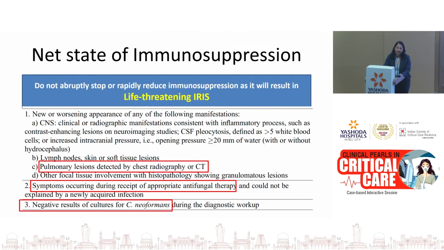And in these cases of cryptococcosis, we should not be tapering down the immunosuppression very abruptly, as this can result in life-threatening IRIS, the immune reconstitution inflammatory syndrome.